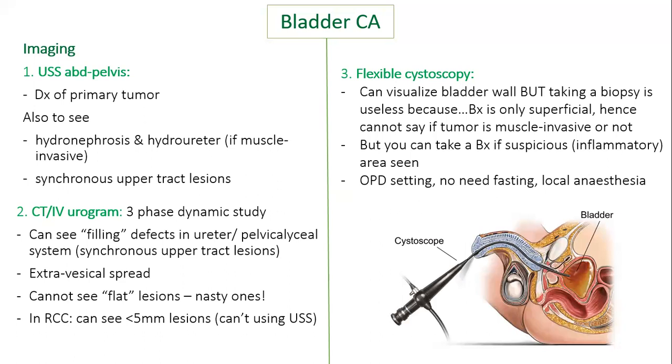And also, if there are synchronous upper tract lesions, now we said earlier this bladder CA comes from the transitional cell epithelium. This transitional cell epithelium is continuous all the way up until the pelvicalyceal system. So if you get a bladder CA, that means there is a high chance that it can spread and form other tumors along that urinary tract, until the ureter. So therefore, to detect any other upper tract lesions, you can do an ultrasound abdomen and pick that up. Okay, so that's for ultrasound.